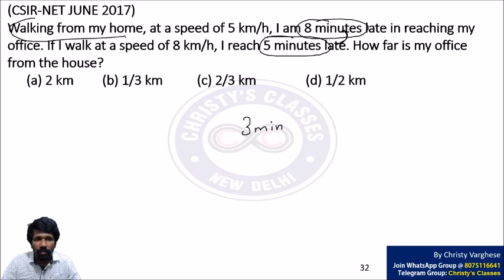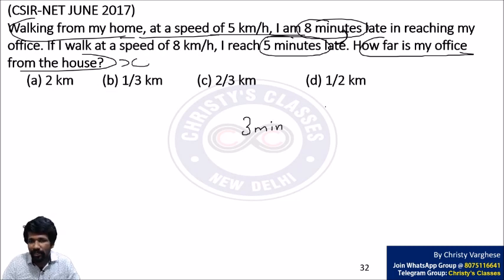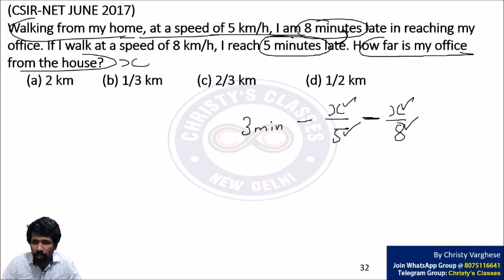First sentence, what is it saying? Walking from my home at a speed of 5 km per hour. Let x be the distance. How far is my office? That is our question. So let x be the distance. x by 5 will be the time taken for that. Distance by speed is equal to time. And the second case is x by 8, because he is moving at 8 km per hour over distance x.